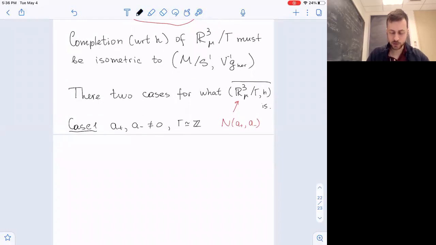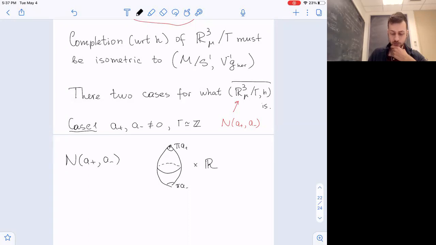And then you need to understand what the completion is. And since the metric H is fairly explicit, it is possible to do so. And I can draw a picture here. So this N A plus A minus looks as follows. It's a spindle, by which I mean S2 with two conical singularities. So here you have angle pi A plus. Here you have angle pi A minus. So this is something two-dimensional. You multiply it with R. So this is how the completion in this case looks like.